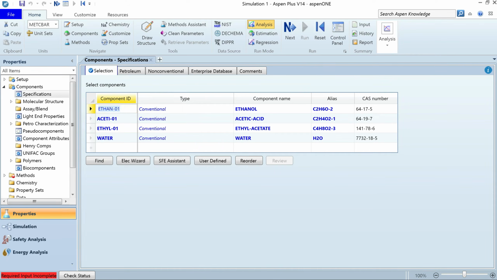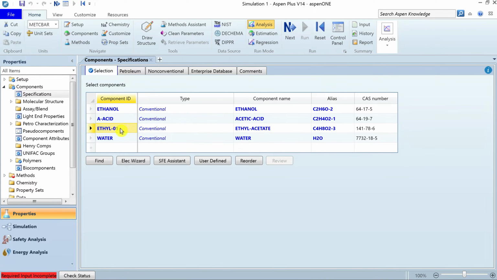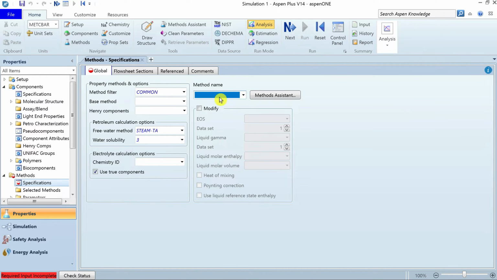Let's slightly rename the components for better recognition. Change A acid to acetic acid, E acetate to ethyl acetate, and water is fine. Move to the method selection window. Attach an RTL HOC model.